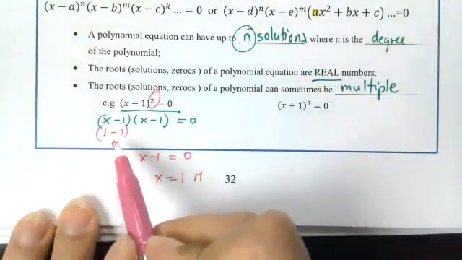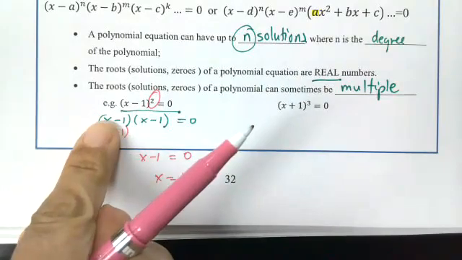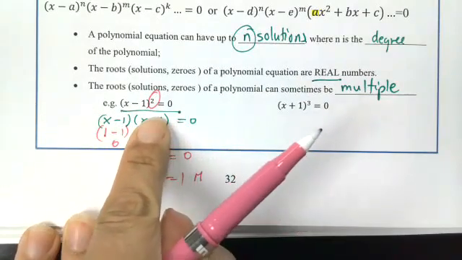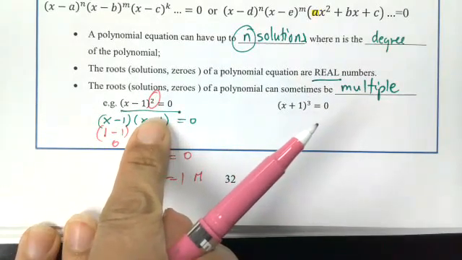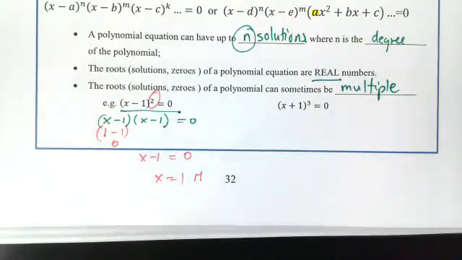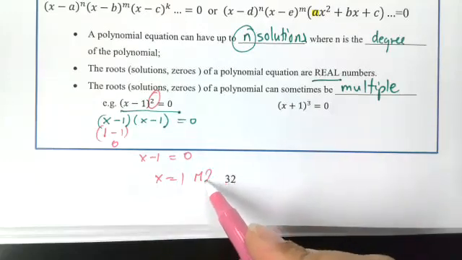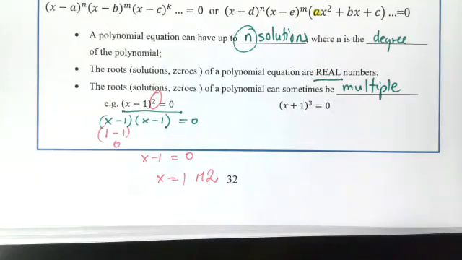So I will get a solution of 1 from the first bracket here, but I will also get solution 1 from the second bracket. But it's not a different solution because number 1 is the same thing. Either you get it from the first bracket or from the second one, right? So you get it twice. So you can just say x = 1 and you just put multiplicity 2 beside it.